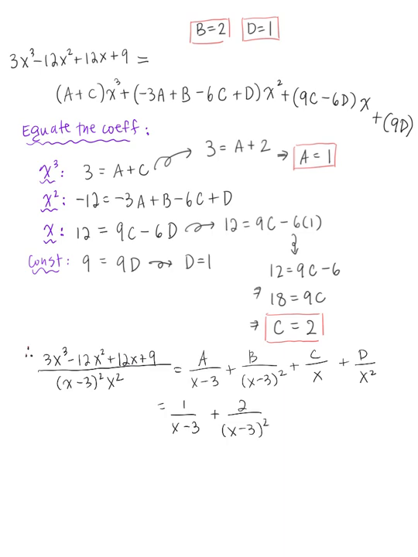And then plus C. Oh, C is 2. So you're going to have 2 over x. And then plus D. D is 1. So you're going to have 1 over x squared. All right, so we are done.